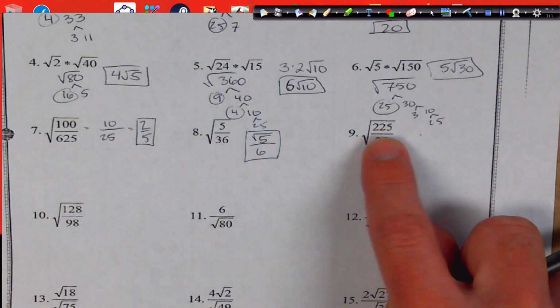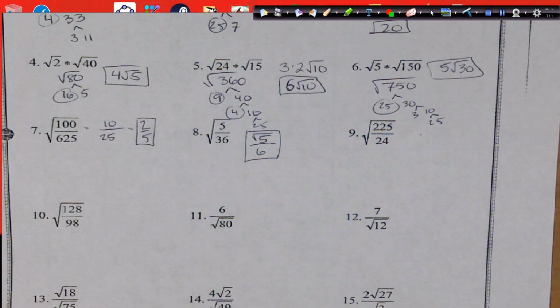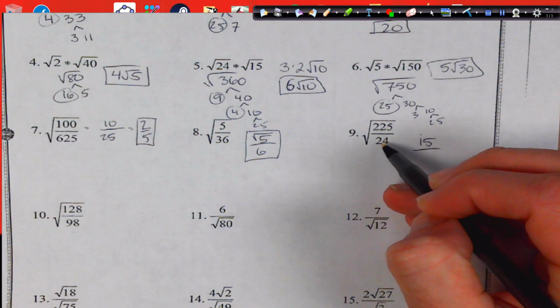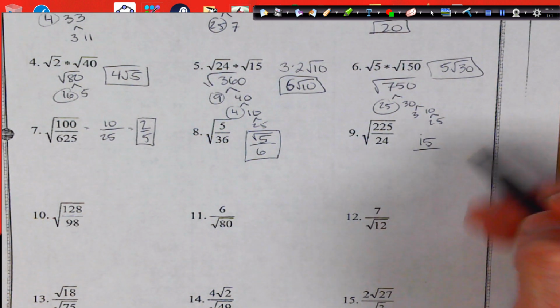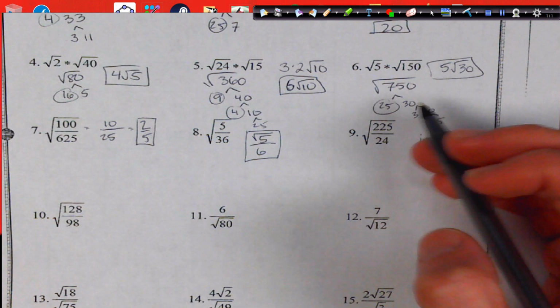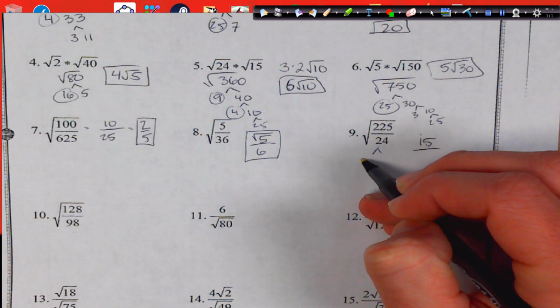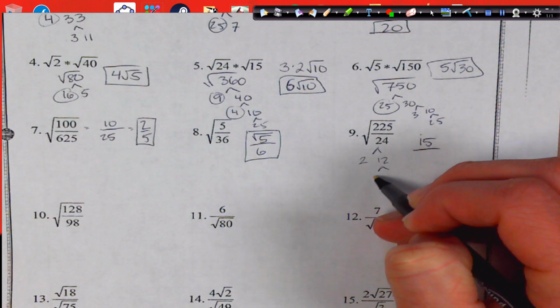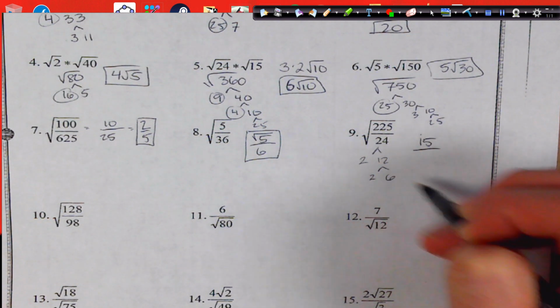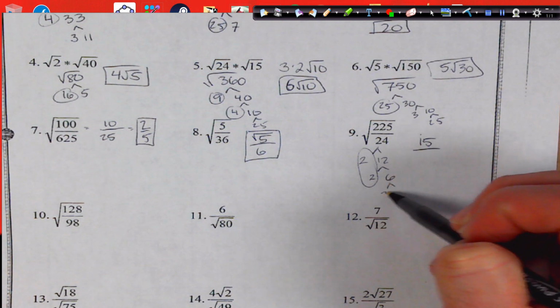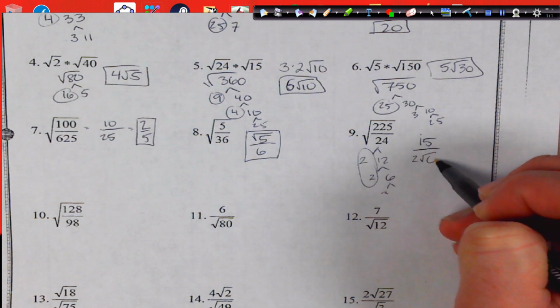Up here we get 225, which I believe the square root gives us 15 on top, but 24 doesn't really do anything for us. We could try and break it down first if we like. Let's try that. Let's see, 2 times 12, that's going to be 2 times 6, so I get to take the 2's out. This is going to be 2 and 3, so that doesn't come out. So I get 2 rad 6.